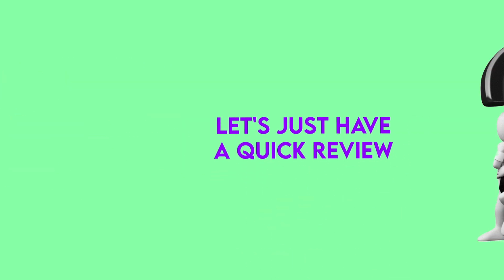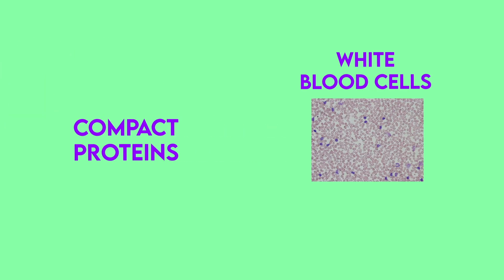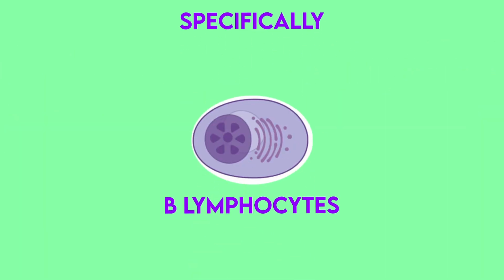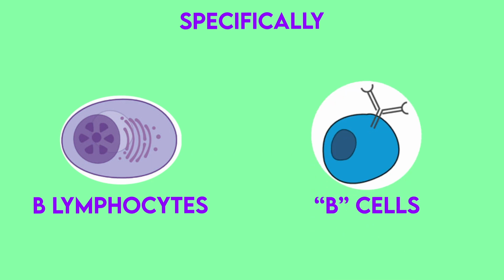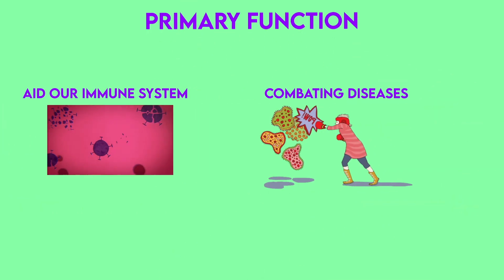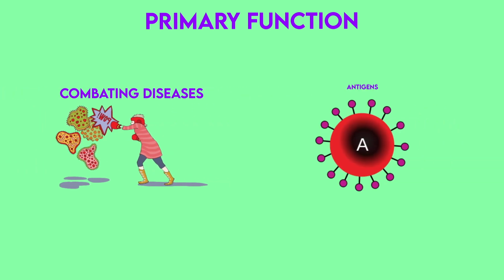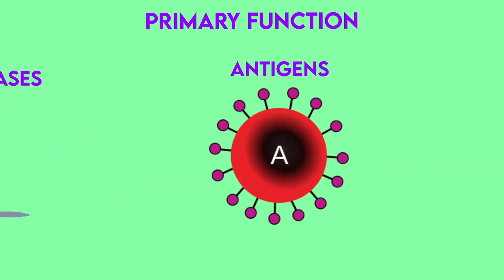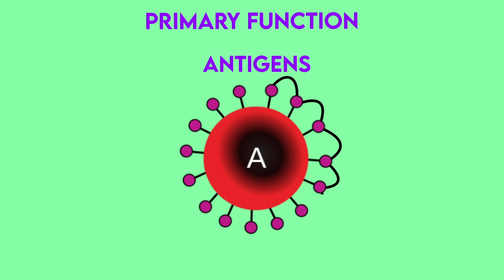Now let's just have a quick review of what antibodies are. These are compact proteins crafted by our white blood cells, specifically the B lymphocytes or B cells. Their primary function is to aid our immune system in combating diseases by attaching to foreign materials known as antigens. Picture these antigens as small molecules on the surface of bacteria or in the cell walls.